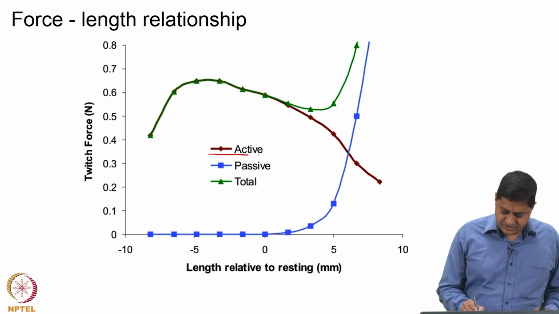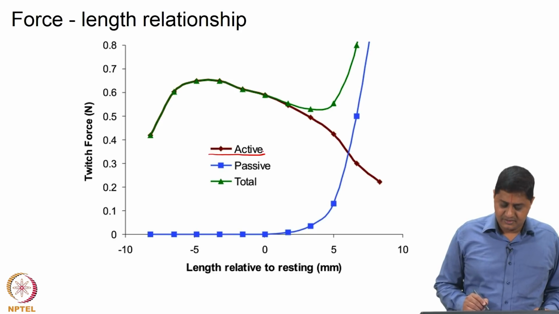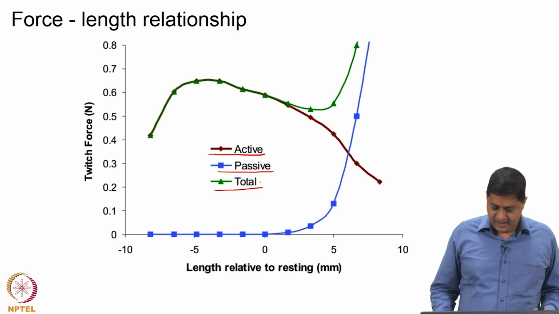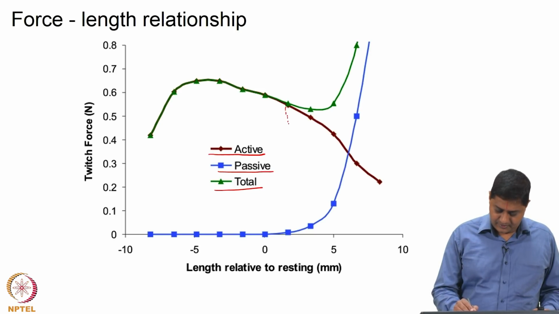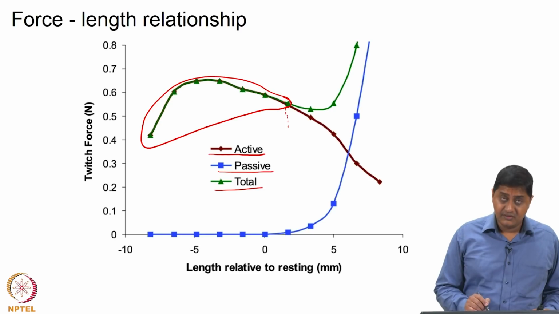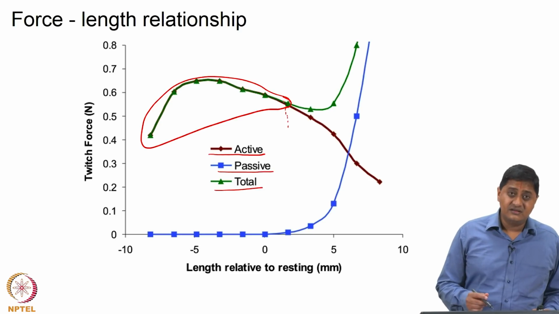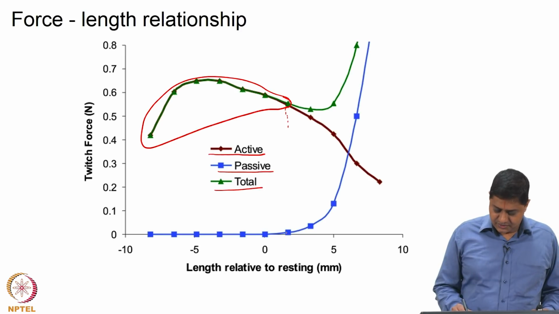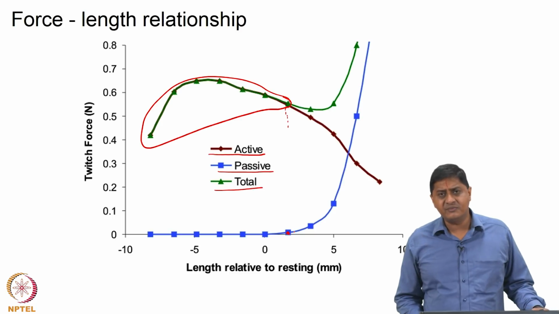The active force is shown here in brown, the passive force is shown in blue, the total force is in green. Until about that point, right, until that point, the brown and green overlap. In this region, brown and green overlap, or in other words, the total force is basically the active force. So, at that point there is a development of a passive force. Why is this passive force getting developed?